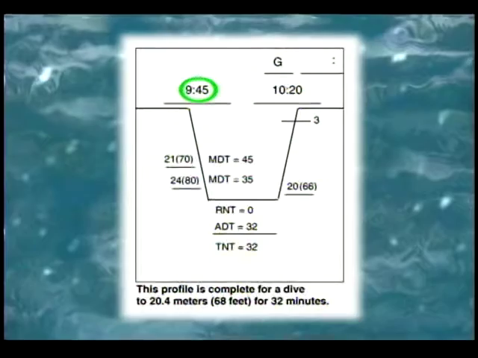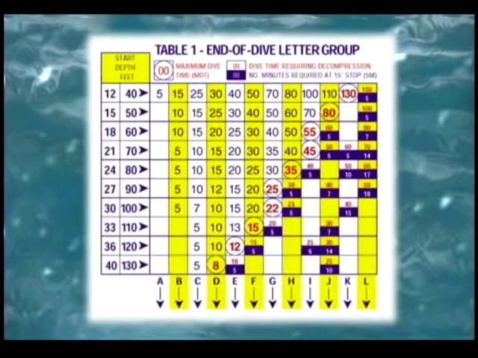Now record the information from your first dive and find your letter group designation. Record your start time, your deepest depth, and the time you surfaced. Record your ADT, remembering to subtract the 3-minute precautionary stop from the elapsed time. Add your ADT to your RNT to get your TNT. On Table 1, find your letter group using your deepest depth and the time corresponding to your TNT. Record the letter group. This completes the dive profile for your first dive.